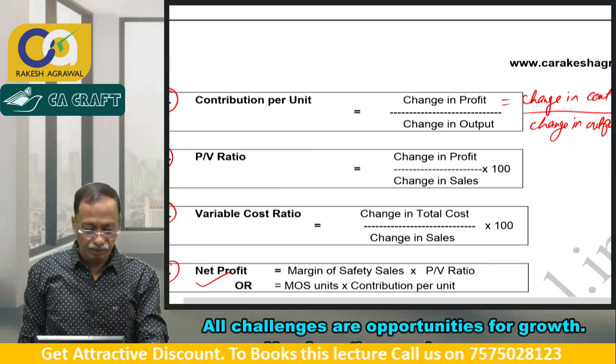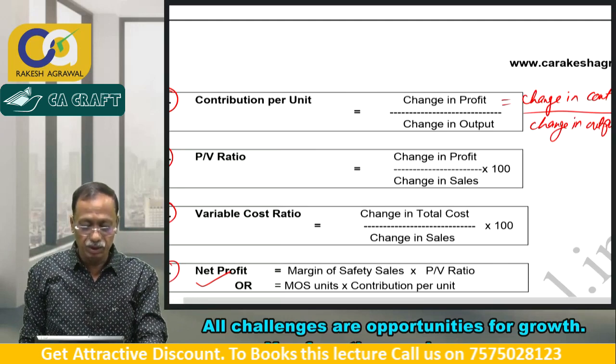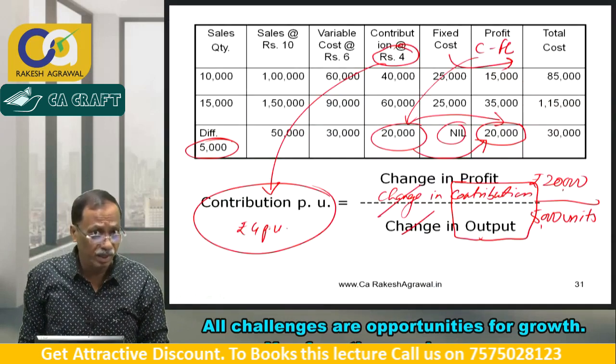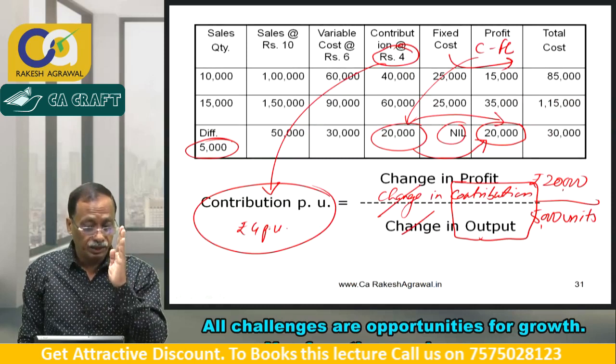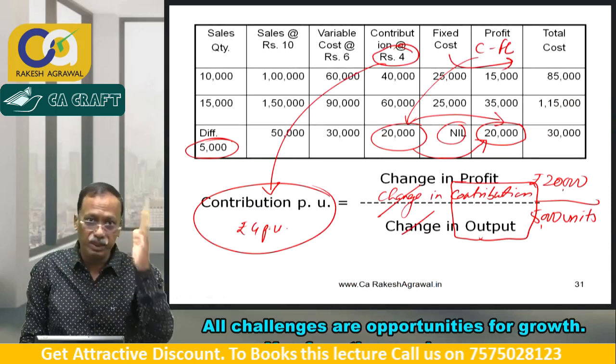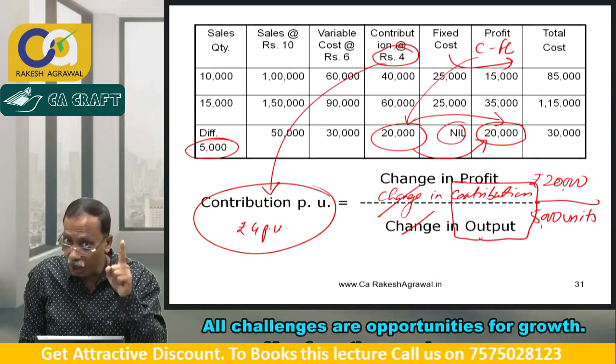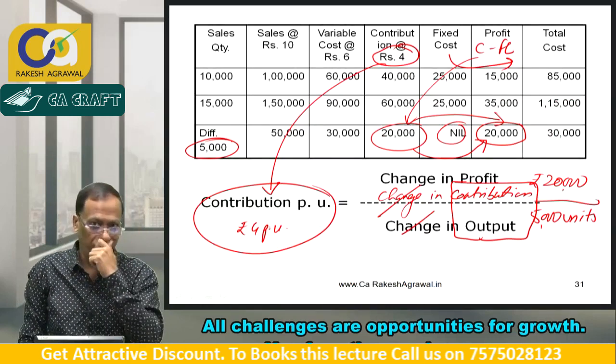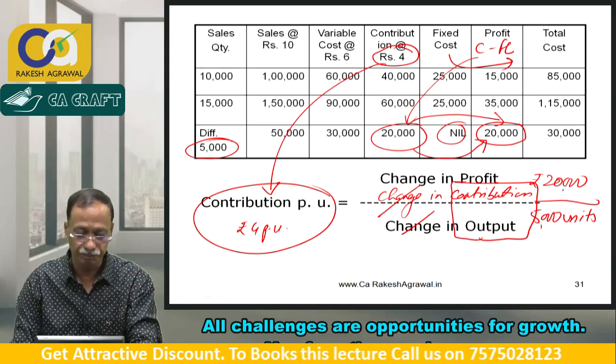Right, that is the logic of why this formula is working. So the numerator is change in contribution. Is that clear, my dear friends? And change in contribution results in change in profit. So change in profit and change in contribution are one and the same because fixed cost is constant. Now we'll go to the third formula.